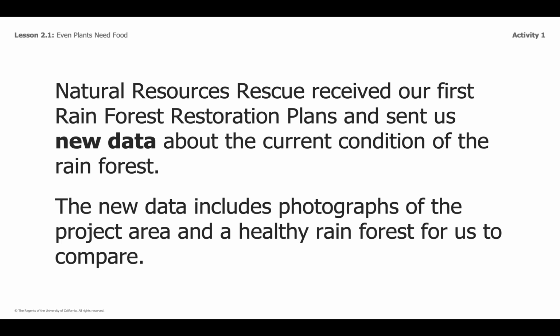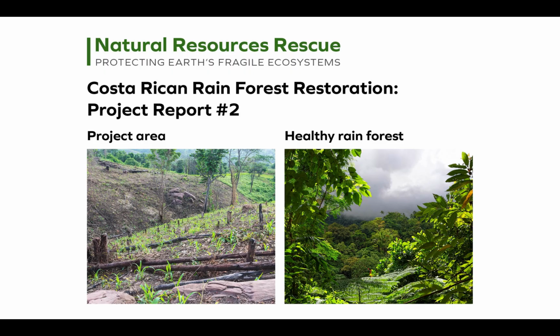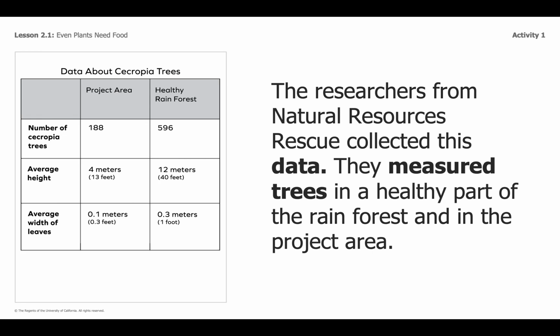Natural Resources Rescue received our first rainforest restoration plans and sent us new data about the current condition of the rainforest. The new data includes photographs of the project area and a healthy rainforest for us to compare. So remember, you have a healthy rainforest that we're comparing to what we're working with, which is the project area. So let's take a look at the data.